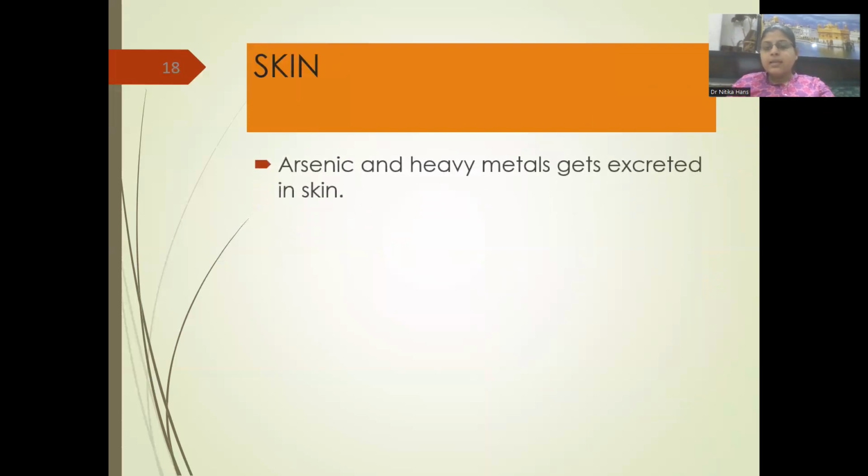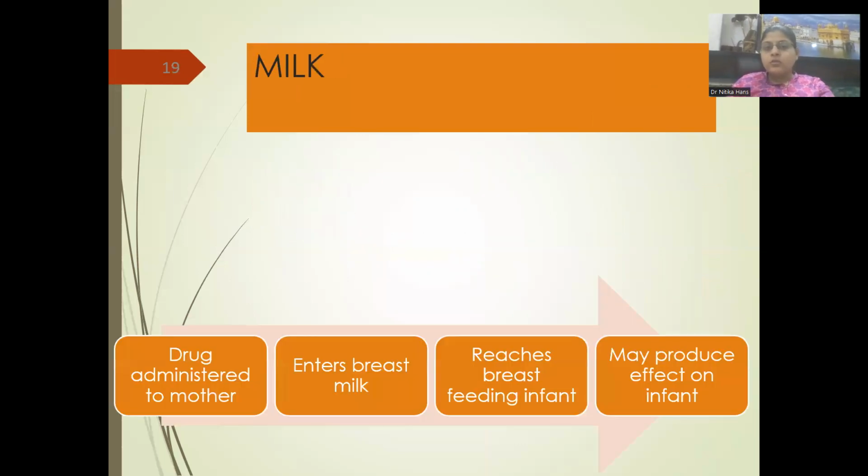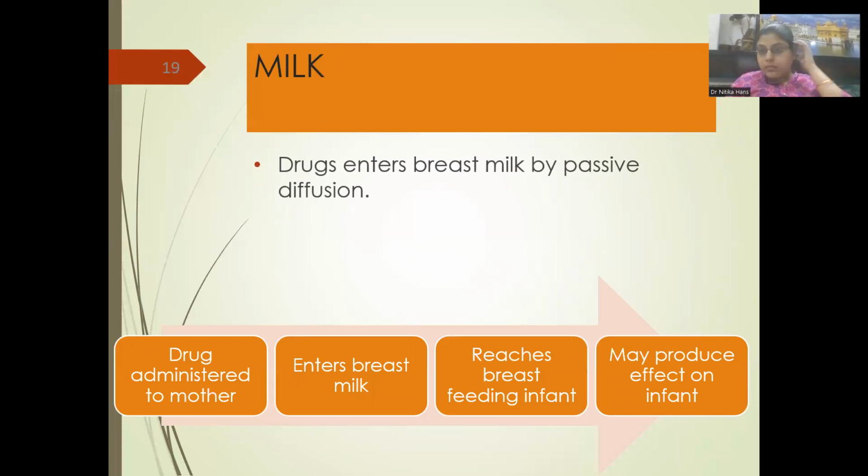Skin: arsenic and heavy metals get excreted in the skin. Arsenic is deposited in hair follicles also. Milk: lactating mothers feed their infants, and when a drug is administered to these lactating mothers, it enters the breast milk, reaches the breastfeeding infant, and may produce an effect on the infant.